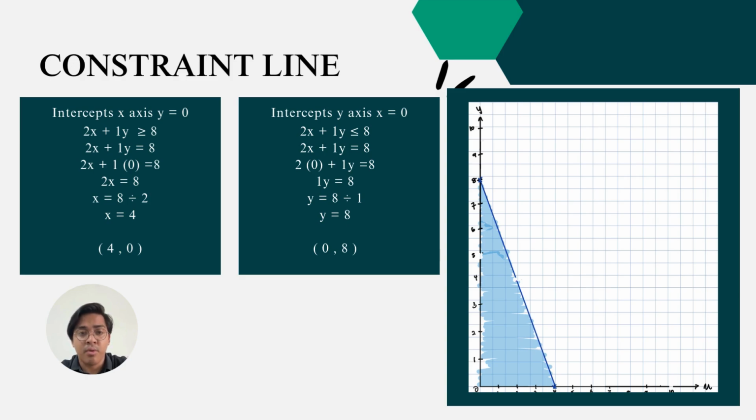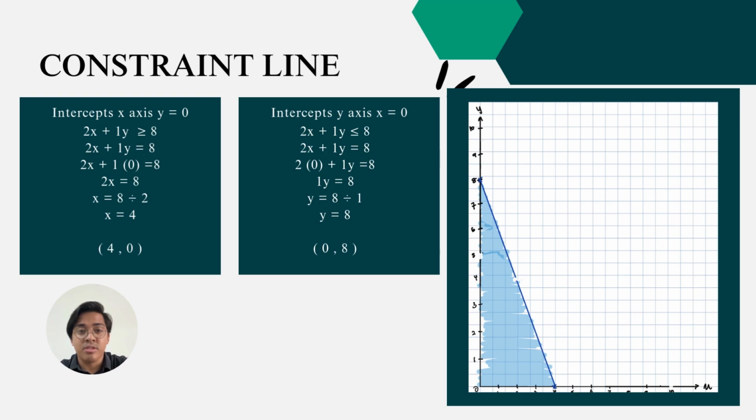Now let's find the y-intercept by setting x equal to 0. Plugging that into the equation, we get 2 times 0 plus y equals 8, which simplifies to y equals 8. That gives us the y-intercept at the point (0, 8). These 2 points allow us to draw the boundary line for the inequality. On the right side of the slide, you can see the graph with the line connecting (4, 0) and (0, 8).